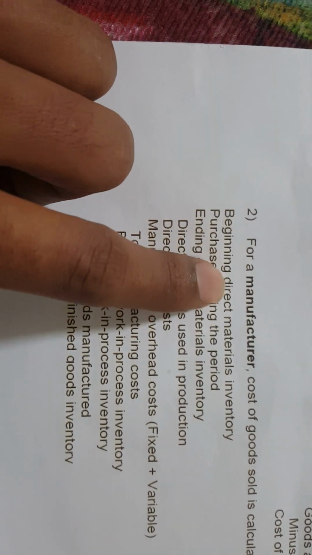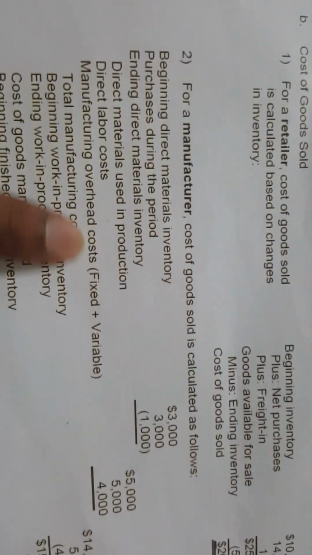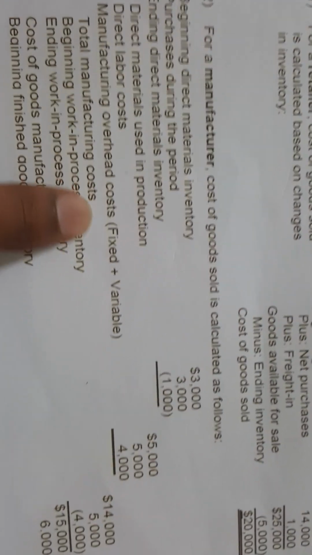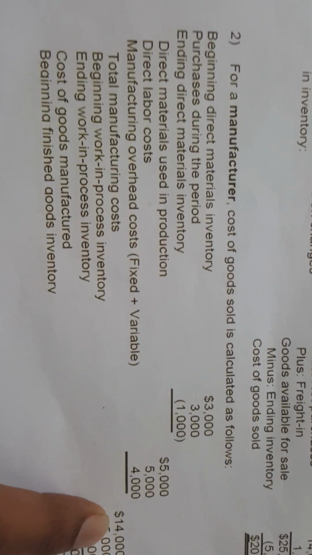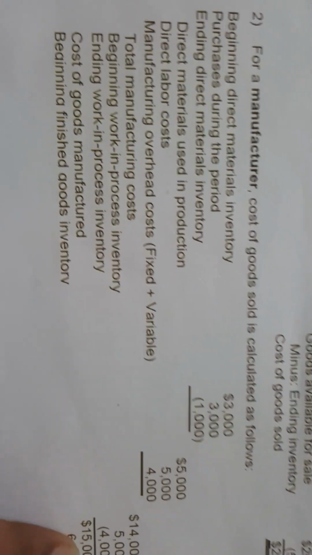So you can see how many steps we have to pass to get the cost of goods sold. One is the direct material used in production, this one you have to pass. Thereafter you get the total manufacturing cost. Thereafter you will get the cost of goods manufactured, and at the last you are getting the cost of goods sold. Okay, so this is the total process of finding the cost of goods sold in the income statement for the manufacturing area.